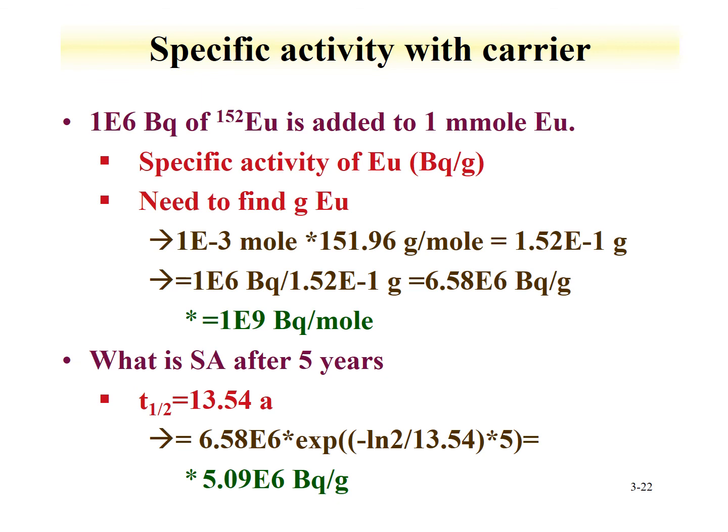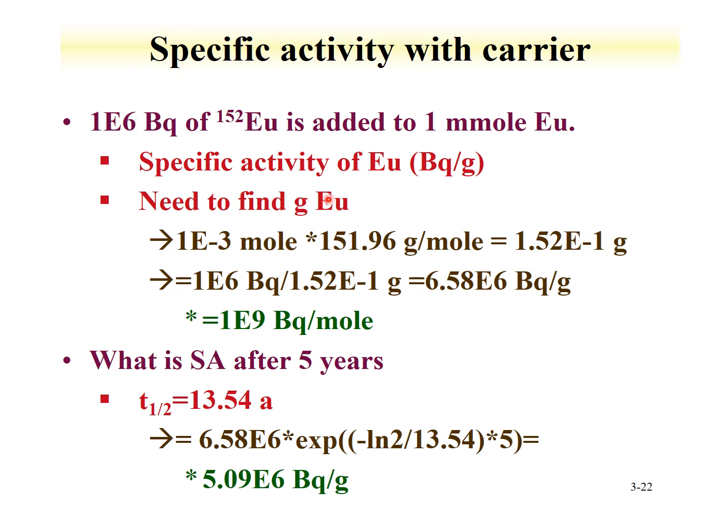A final example of a specific activity could be something you make up in the laboratory, which would be a specific activity with a carrier. So imagine I wanted to do column chromatography of europium, a lanthanide. Maybe I'm trying to recover lanthanides from materials, and I want to see how efficient my separations are, my recovery. What I could do is take some stable europium and spike it with some radioactive europium. So if I took a millimole of europium and added 1,000,000 becquerels of europium-152, I could count the europium-152 and know how much total europium is present.